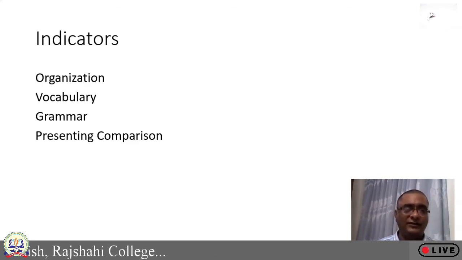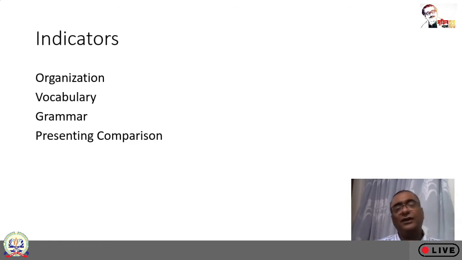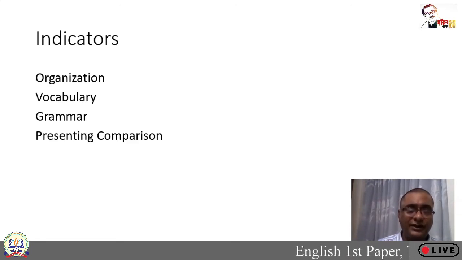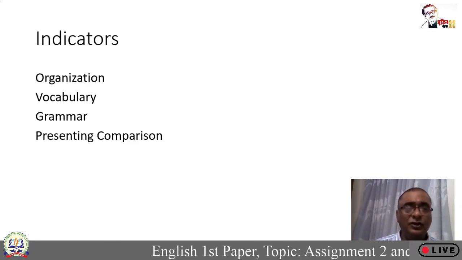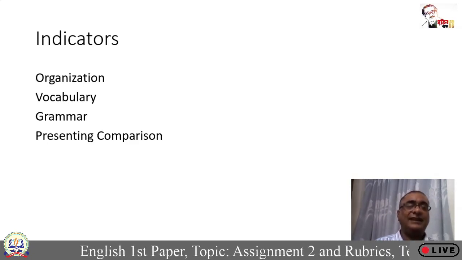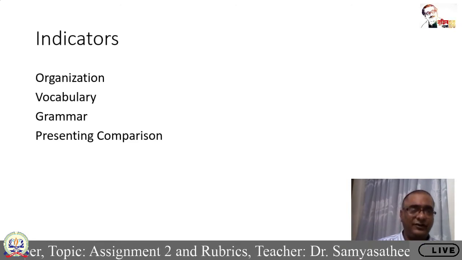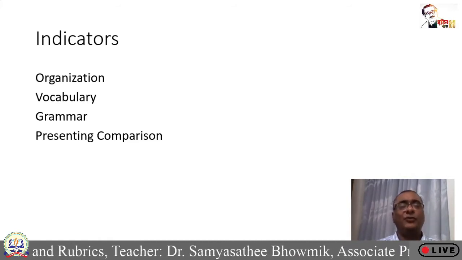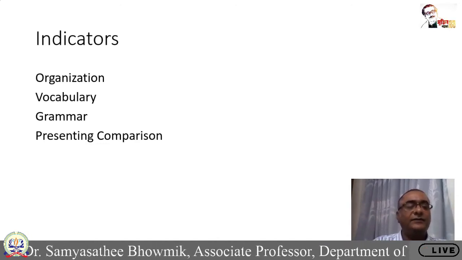This is more important because what I discussed so far, you can also get from other sources. Now, what I want to share with the students are the indicators using which this particular essay or assignment will be assessed. You will be assessed, as the rubrics say, in terms of four indicators: organization, vocabulary, grammar, and presenting comparison. Now remember one thing which is very important to understand.